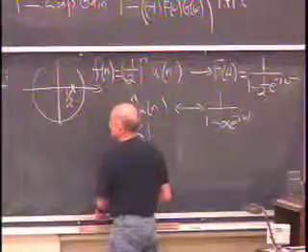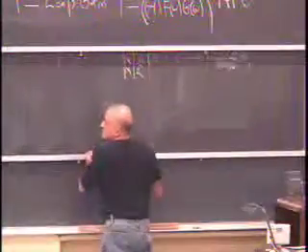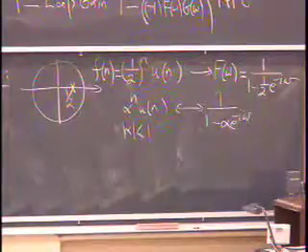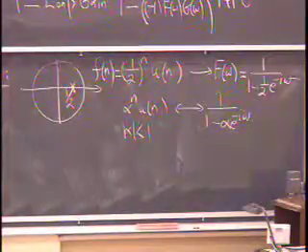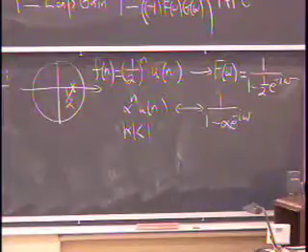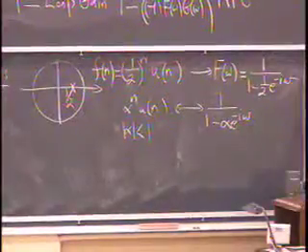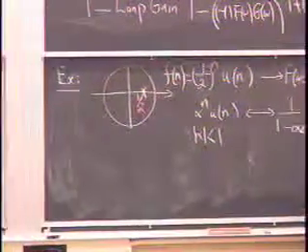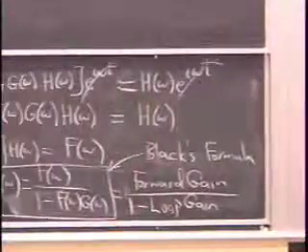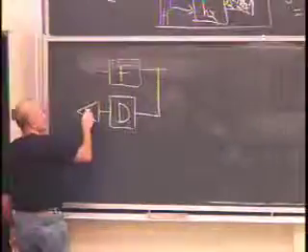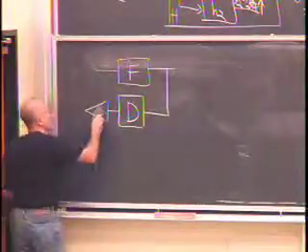Now suppose I take this system and place it in a feedback configuration. I think I just need one more board before I'm done. So let's say I take that system F and I put it in a feedback configuration involving a delay and a multiplication by beta.